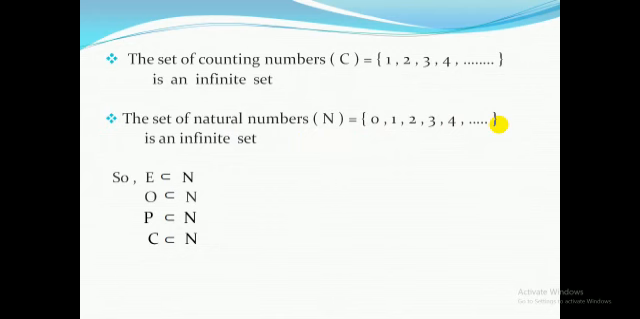Don't forget, natural numbers don't contain decimals, okay? And it is a mother set. So, even numbers are a subset of natural numbers. Odd numbers are a subset of natural numbers. And prime numbers are a subset of natural numbers. And counting numbers are a subset of natural numbers. Subset of means part of. Okay?